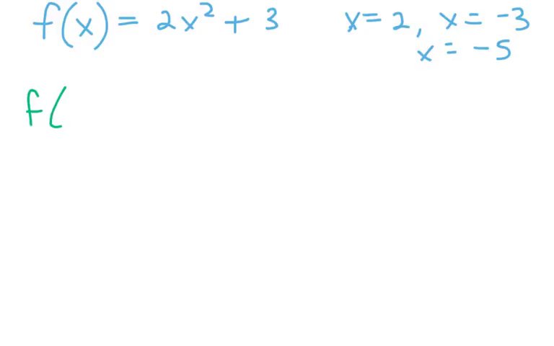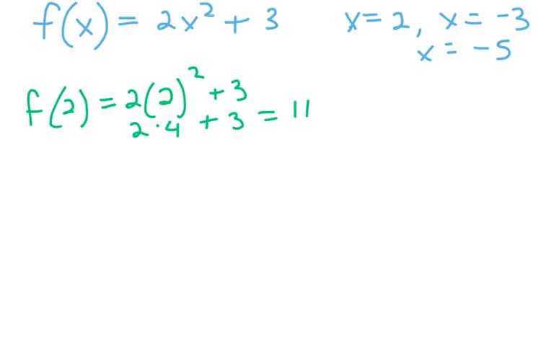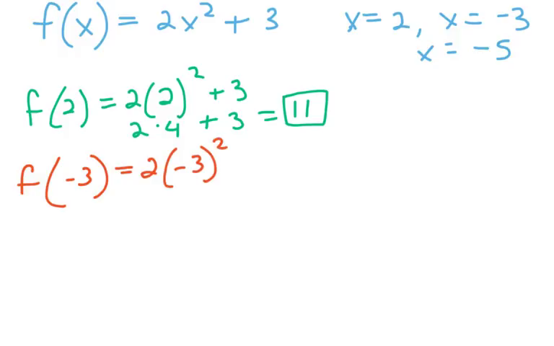f of 2, the function at an x value of 2, equals 2 times 2 squared plus 3. 2 squared is 4. 2 times 4 is 8, plus 3 is 11. And let's try the function at x equals negative 3, or f of negative 3, is 2 times negative 3 squared plus 3. Notice how I'm showing all my work here and putting my negative in parentheses. 2 times 9, which is 18, plus 3 equals 21.